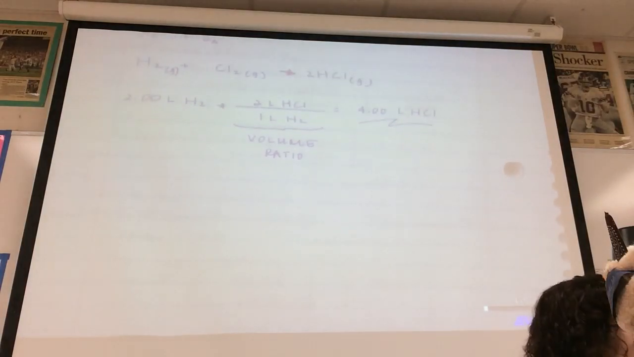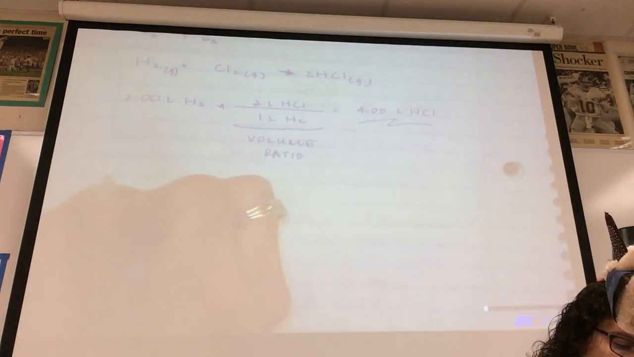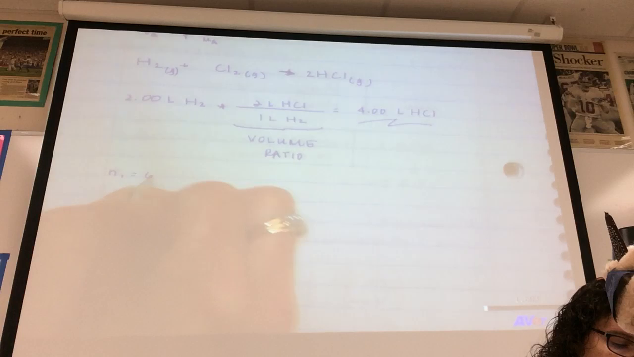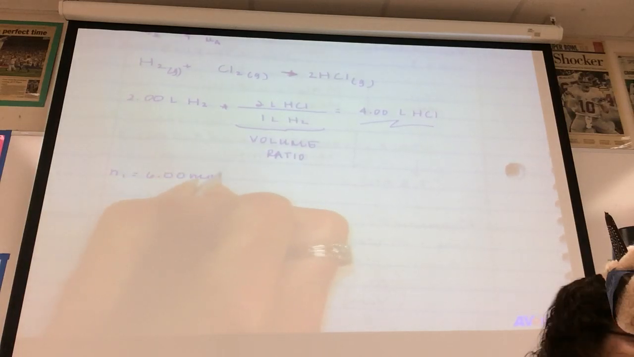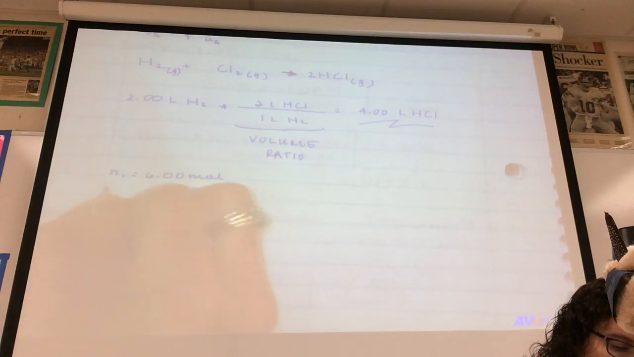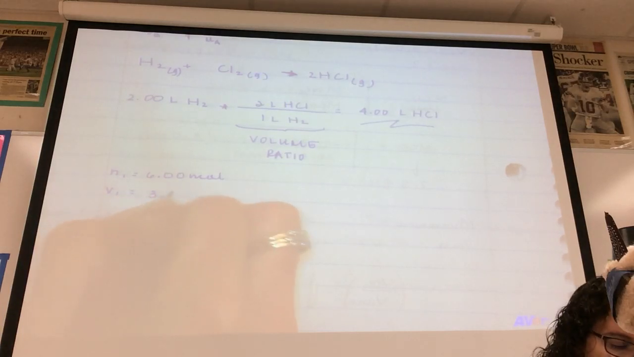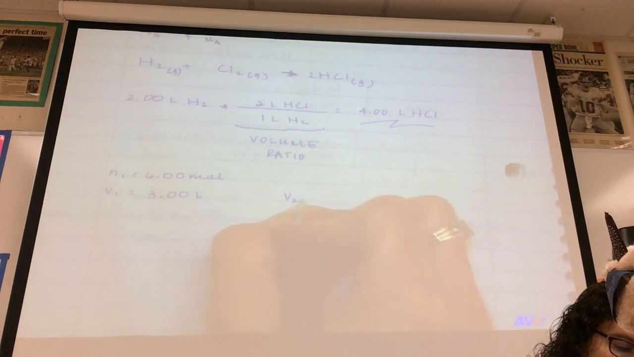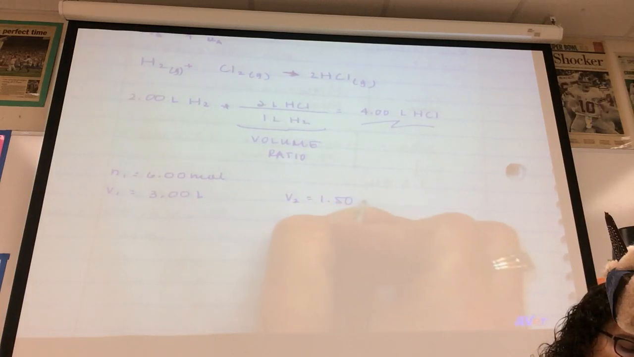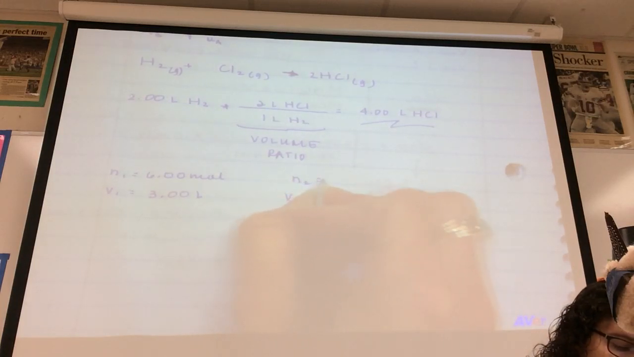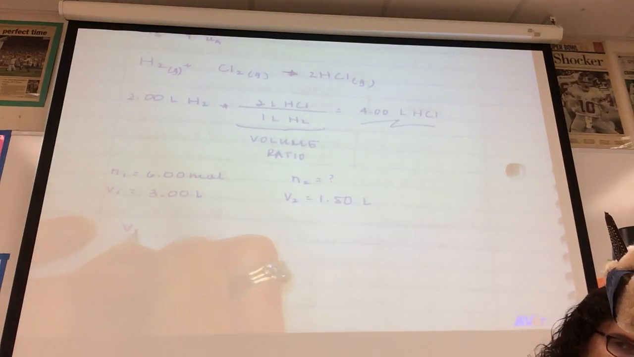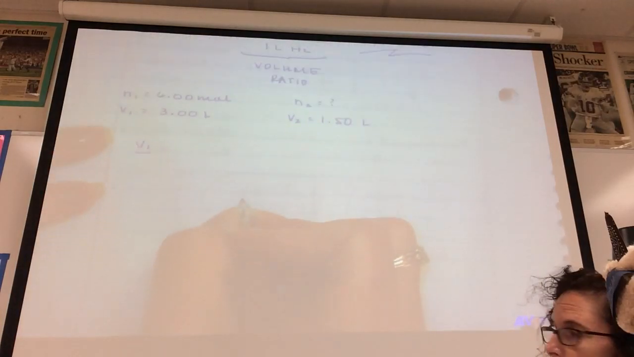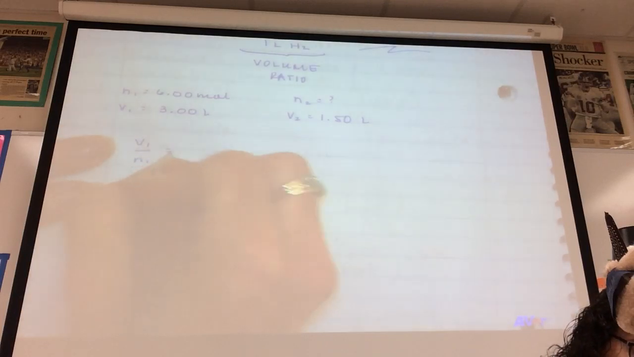Alternatively, you can work through the problem as such. You've got N1 equal to 6 moles. You've got a volume V1 equal to 3 liters. You've got a V2 of 1.50 liters, looking for N2. Avogadro's principle says V1 over N1 is equal to V2 over N2.